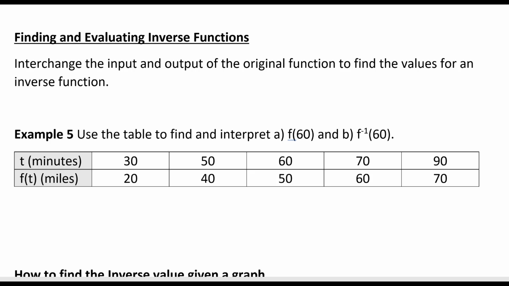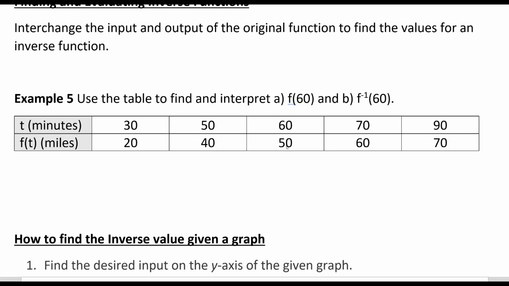So finding and evaluating inverse functions, one way is just to interchange the input and output of the original function to find the values for an inverse function. So use a table to find and interpret f of 60 and f inverse of 60. So f of 60, that means 60 is the input, that means 50 is the output. So f of 60 equals 50.